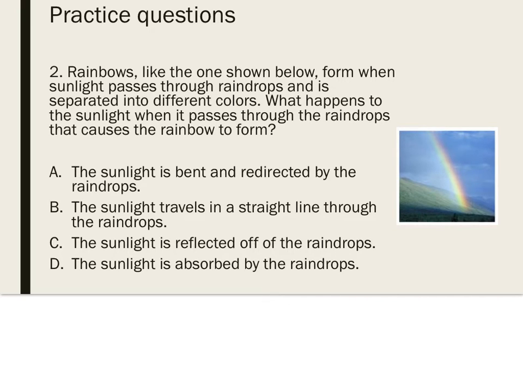All right, number 2, rainbows, like the one shown here, form when sunlight passes through raindrops and is separated into different colors. So, what happens to the sunlight when it passes through the raindrops that causes the rainbow to form? So, pause this and see what you think.